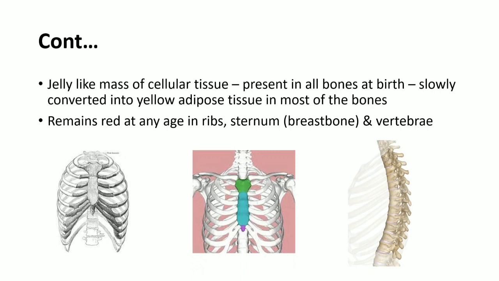This bone marrow looks like a jelly-like mass. It is present in all the bones at birth, but as time passes, it eventually gets converted into yellow adipose tissue. But it does not convert at all places; it remains as red bone marrow in some places like the ribs, sternum, and vertebrae.